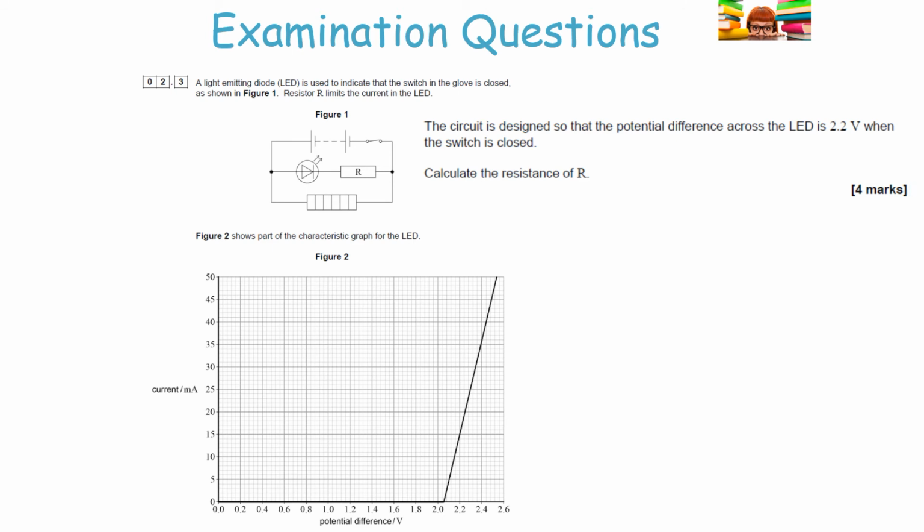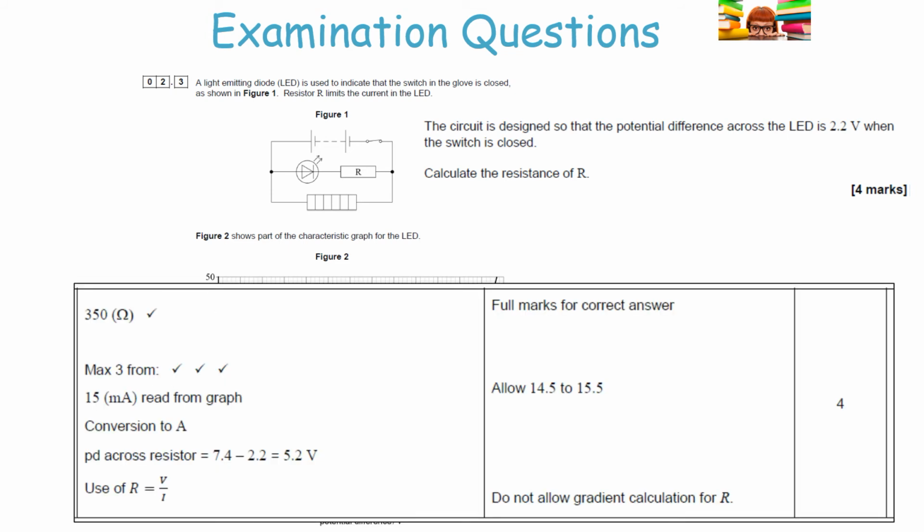So we know that the EMF supplied, if you look at the earlier part, is 7.4 volts, so it's got to split across both of them. The LED is taking 2.2, so therefore the resistor is going to take 5.2. So R is equal to V over I, giving your value of 350 ohms.